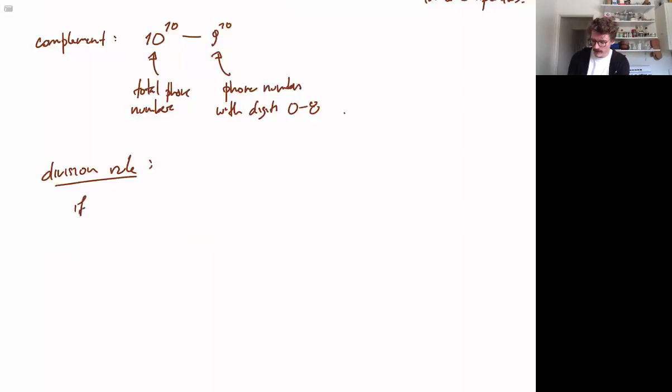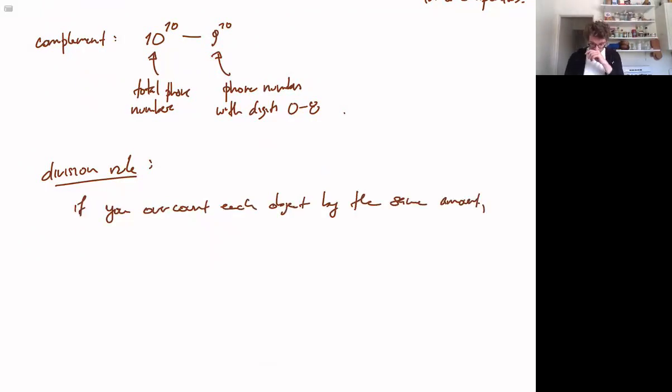So let me say this in kind of vague language. If you overcount each object by the same amount, then just divide by that amount to get the correct count.